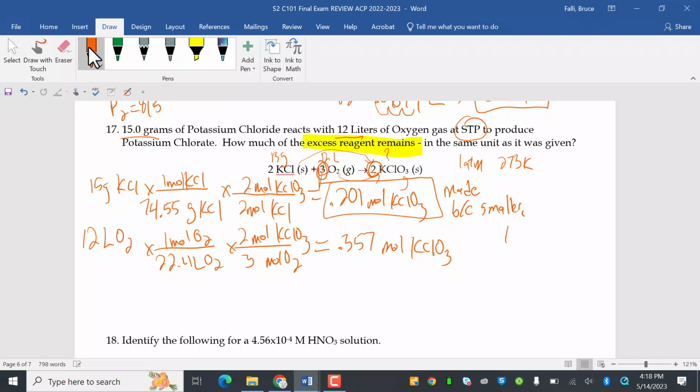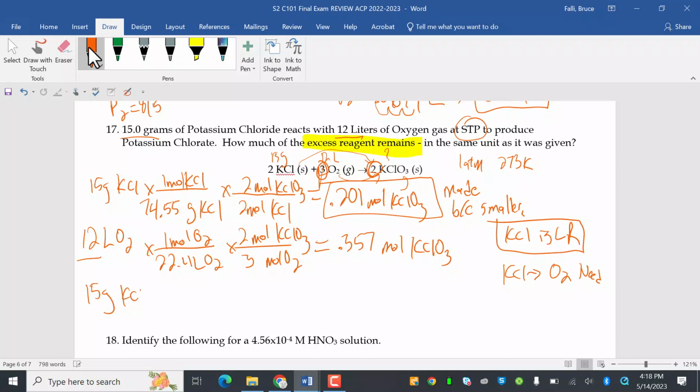And what that means is KCl is your limiting reactant. So remember, to find out how much excess you have, I'm going to convert KCl into O2, and that will tell me how much I need. Okay, I know I have 12 liters, so let's see how many liters I need.